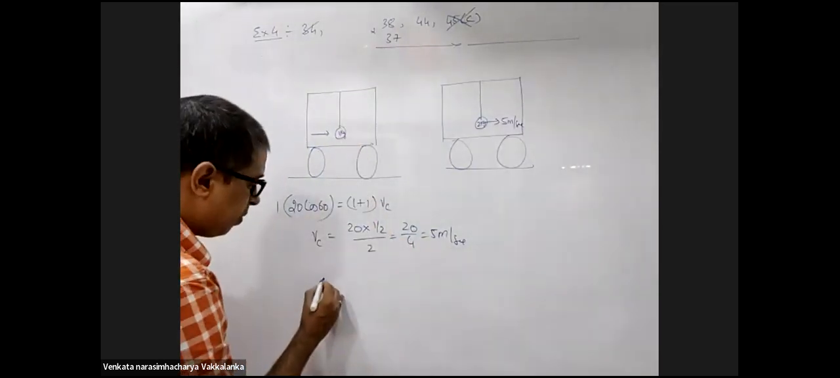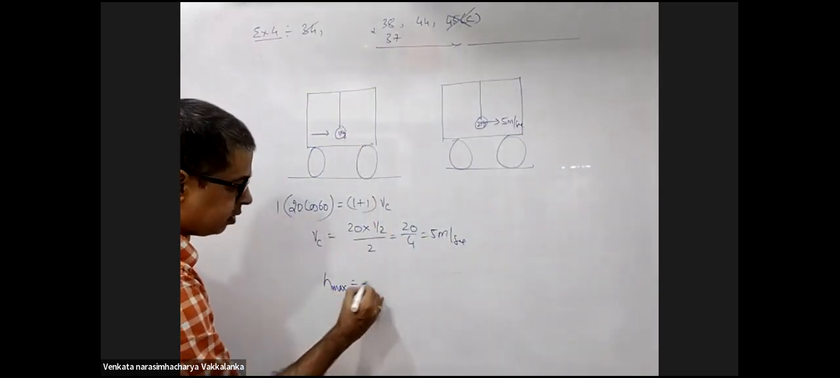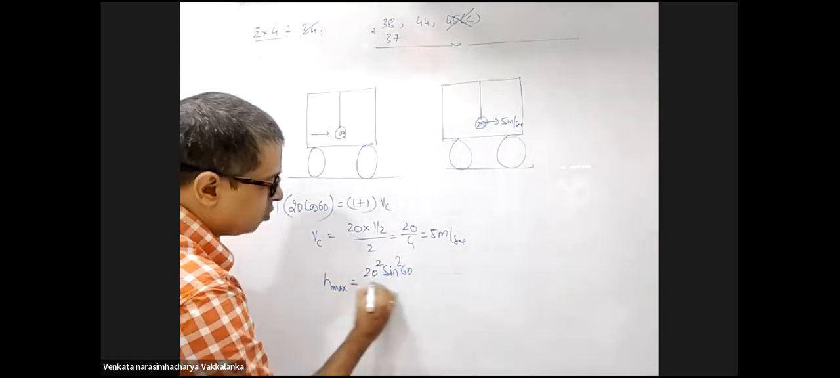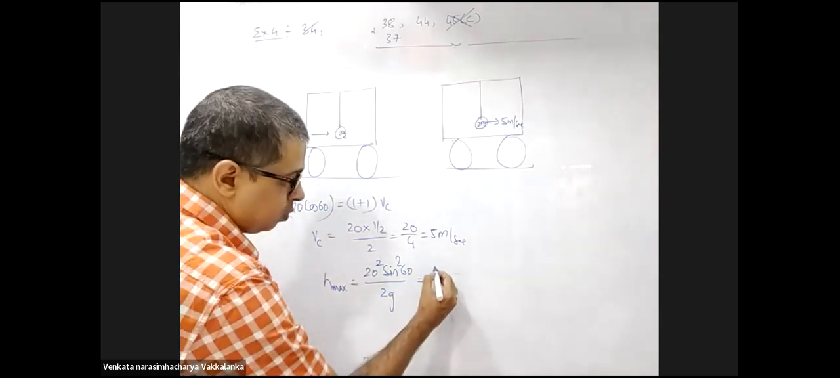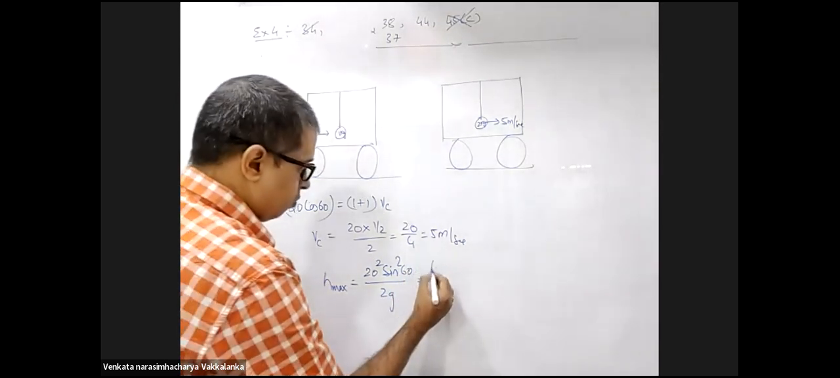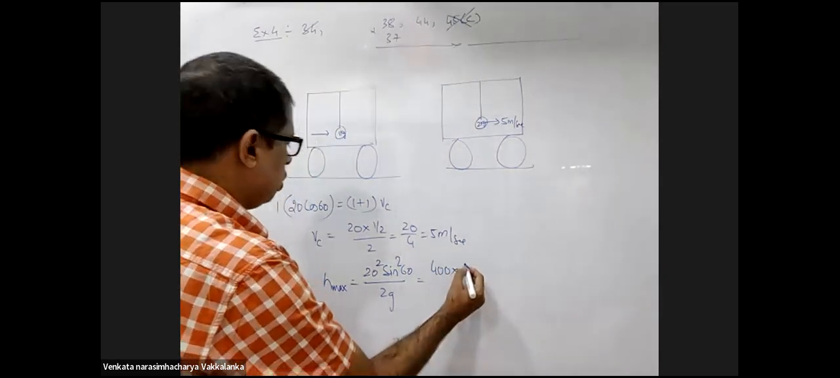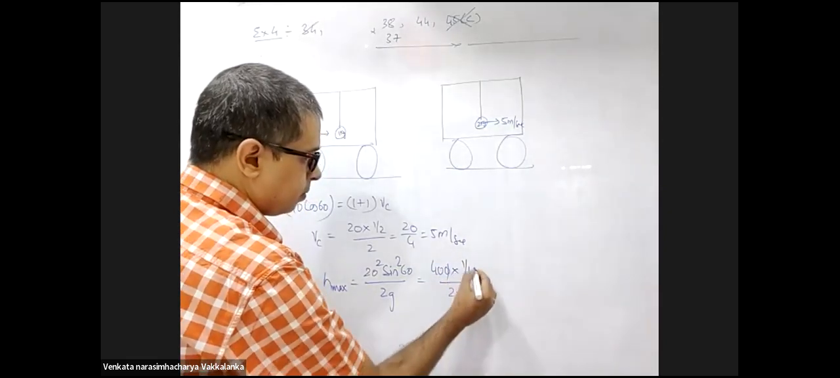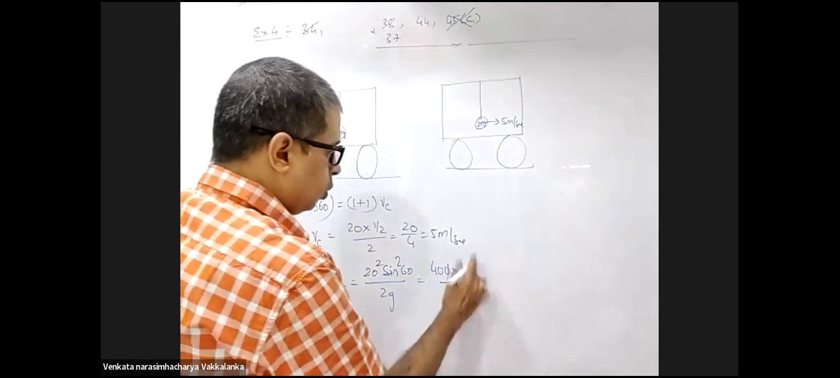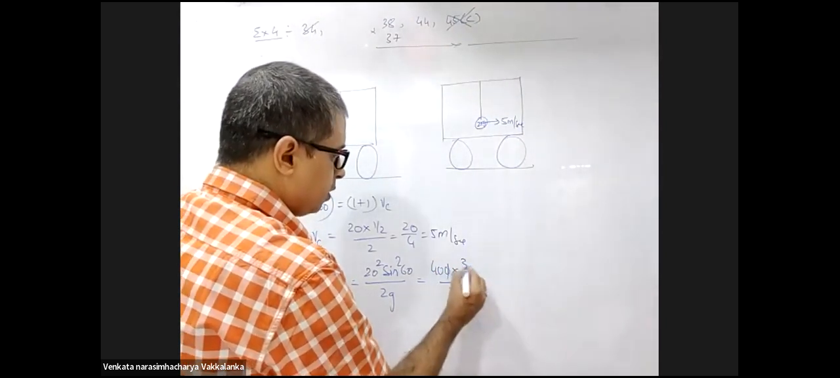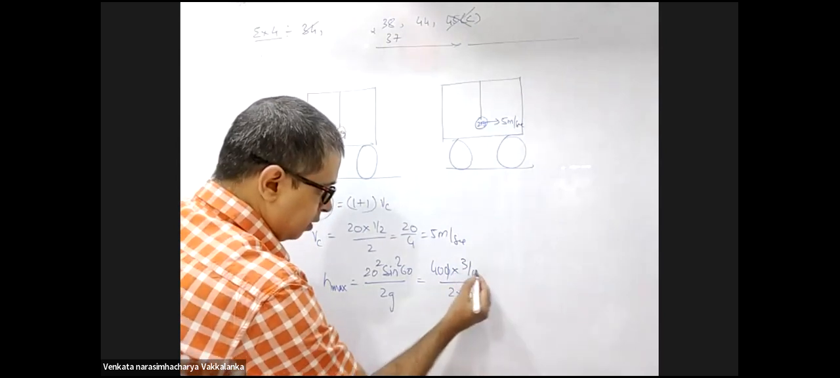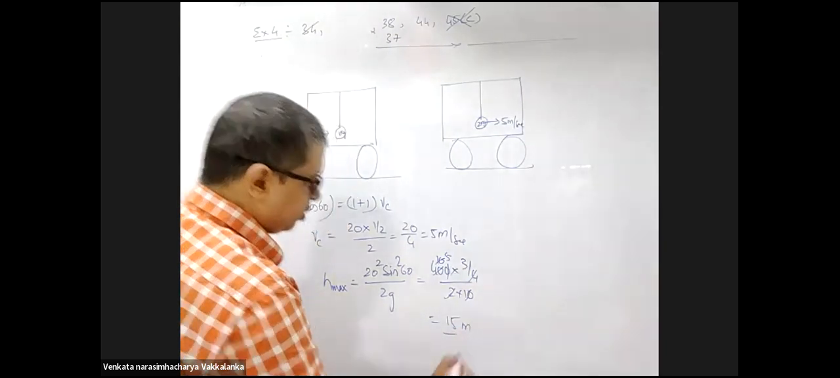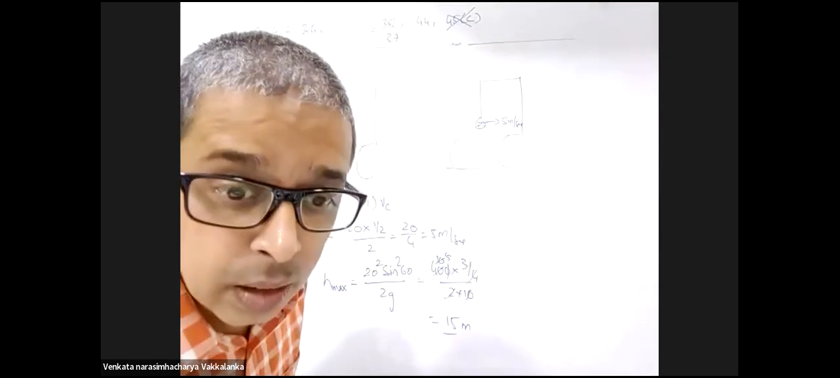H maximum, calculate how much it comes to. H maximum will be 20 squared sin squared 60 by 2g. 400 into sin 60, which is root 3 by 2, squared, means 3 by 4. So 1 by 4, this will go 10, this will become 5. If my calculation is correct, 15 meters. Yes, 15 meters is correct.